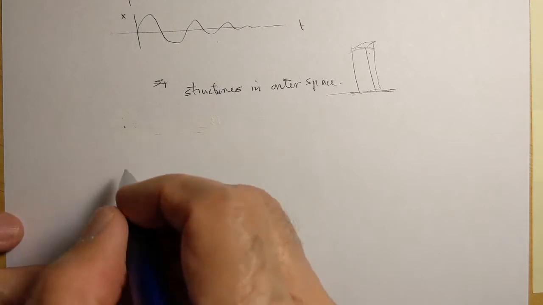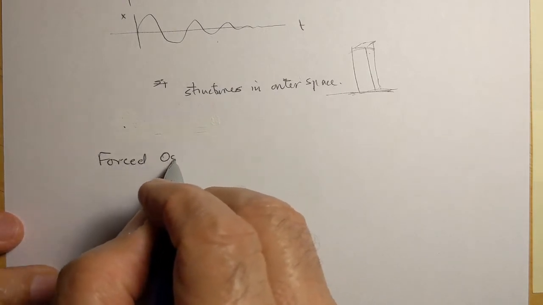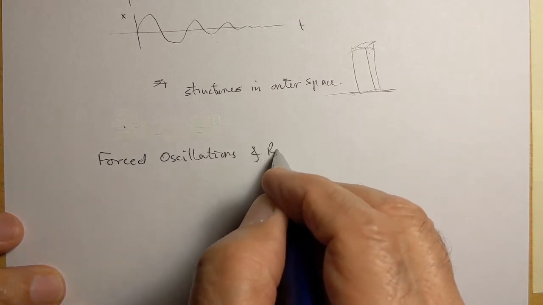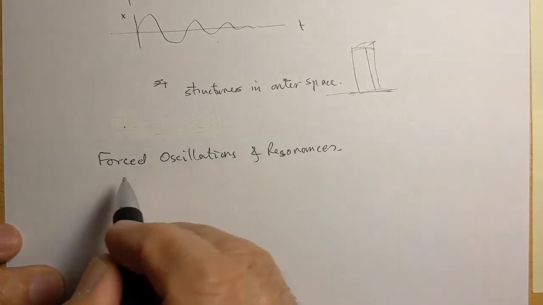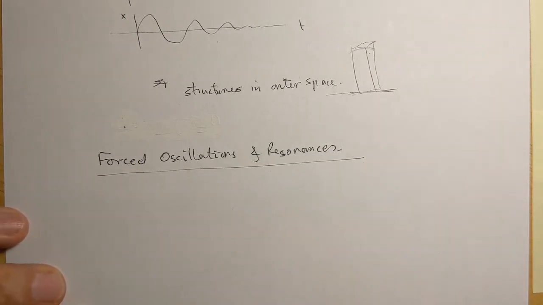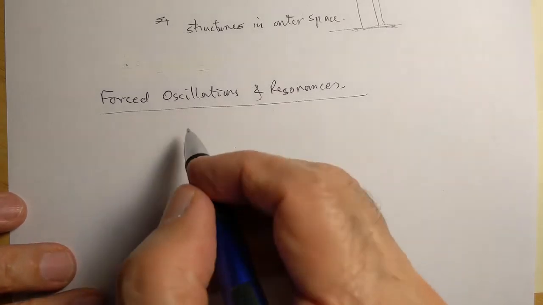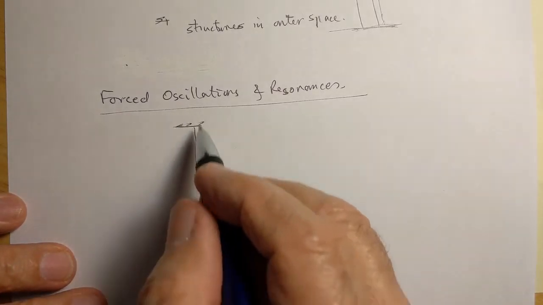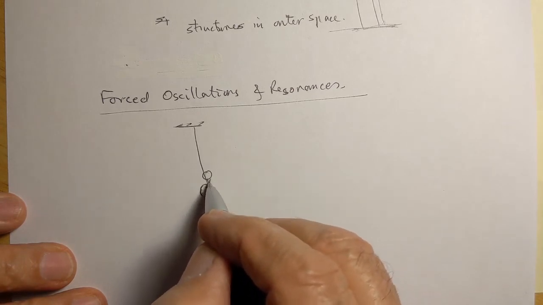Lastly, we will look at forced oscillations and resonances. So a forced oscillation is one in which the oscillation is maintained by a periodic force. So let's suppose that we have like a pendulum, but it's a swing, and you have a child sitting on the swing.